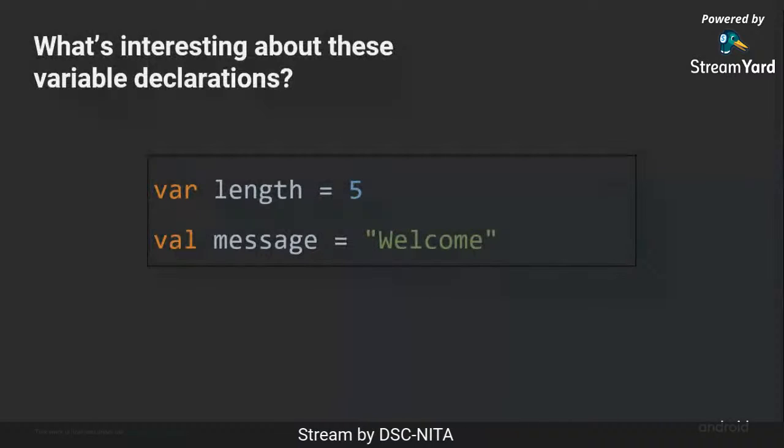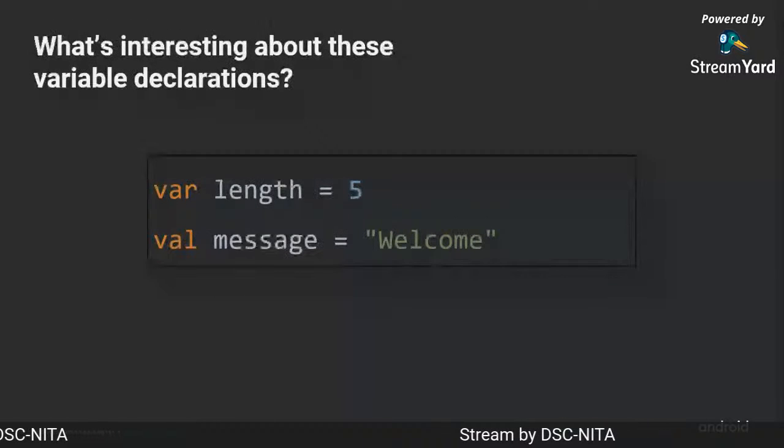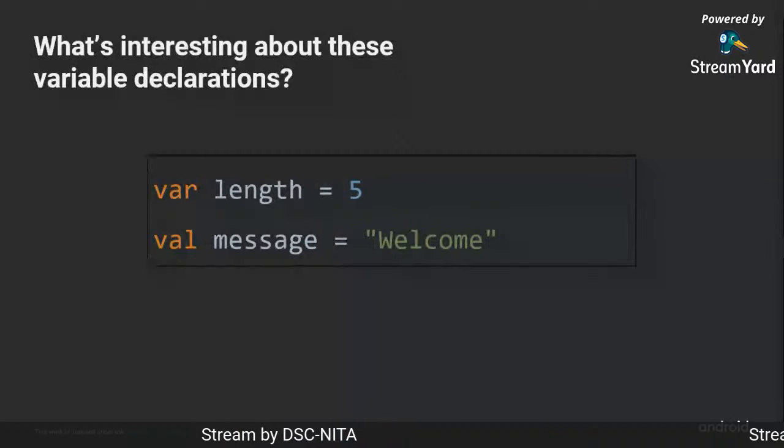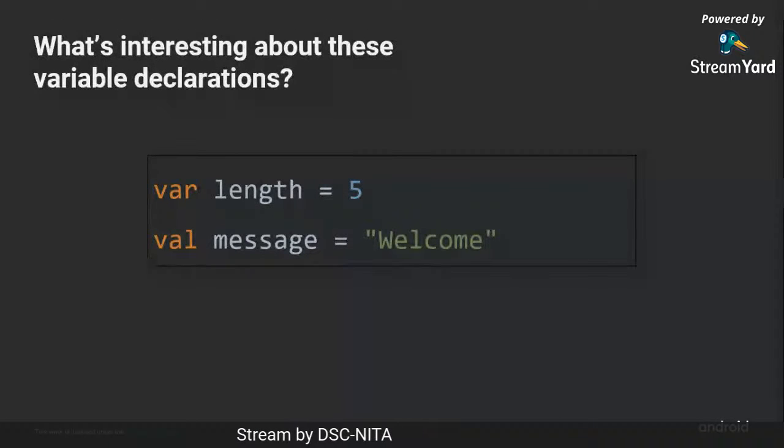We did not need to specify that length is an integer or that message is a string. Kotlin supports type inference. Okay, what is type inference? It means you can omit the type in your code when the compiler can infer it. So when you are declaring variables, you don't need to declare the type of the variables. This is the advantage of the Kotlin language.